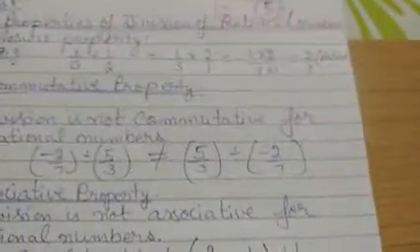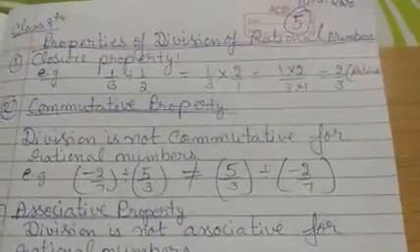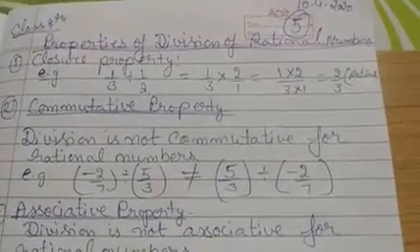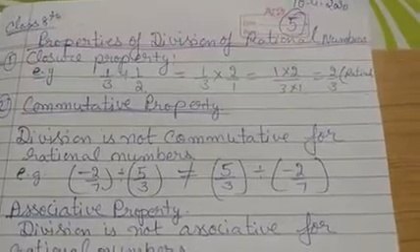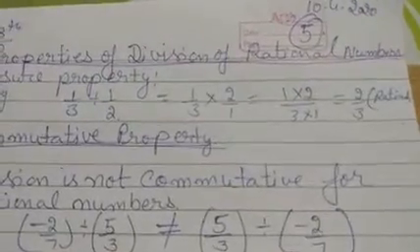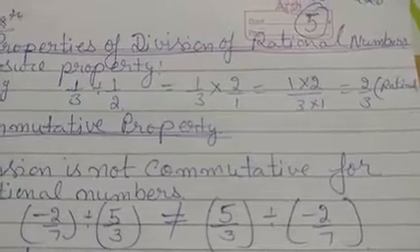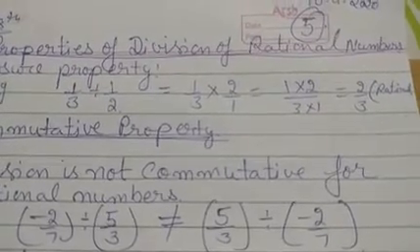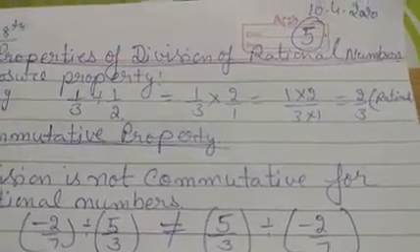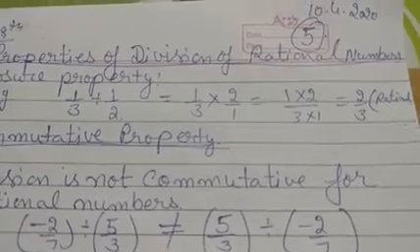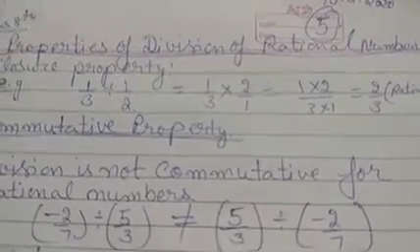Now next are some properties of rational numbers. First, same as the others, is the closure property. When you divide two rational numbers, that gives you again a rational number. Like 1 by 3 divided by 1 by 2 is equal to 1 by 3 into 2 by 1, which is equal to 1 into 2 by 3 into 1, which is equal to 2 by 3. So that is again a rational number.